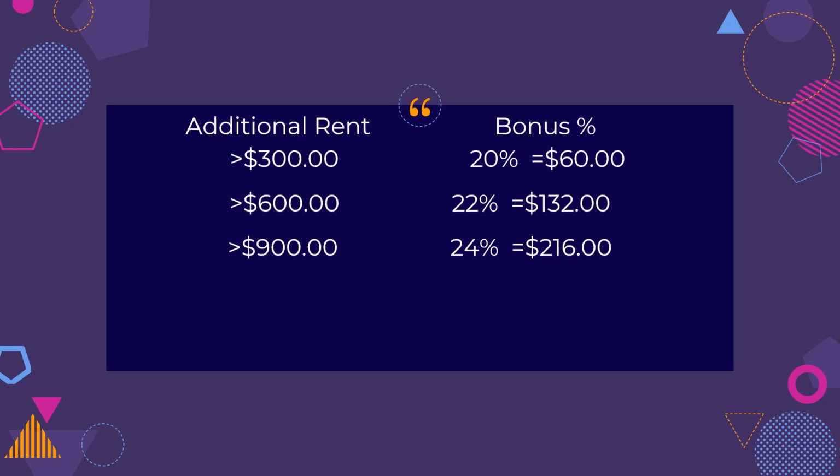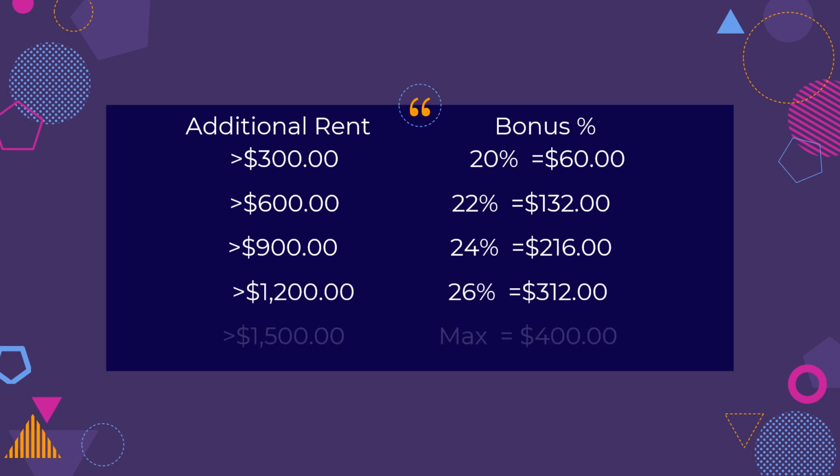And if it's more than $1,200, then 26%. It's more than $1,500. It doesn't matter what the amount is. The maximum bonus that's given to the tenant buyer is $400. The idea behind this is to encourage the tenant buyer to save more and more money each month.